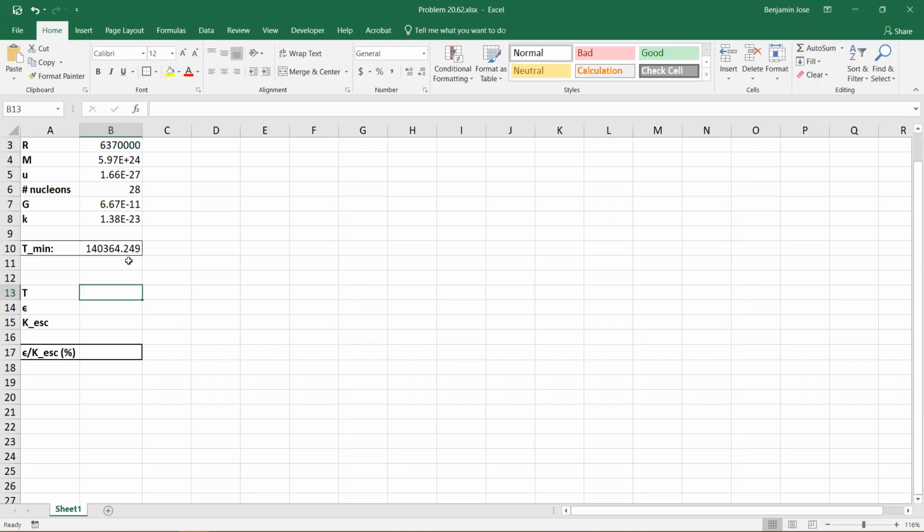Let's implement that idea in Excel. We have to choose a representative temperature. Of course, there's a wide range of temperatures that exist on Earth's surface, but let's go with 20 degrees Celsius, which is room temperature, comfortable for people. So 20 degrees Celsius, and to convert that into kelvins, we'd have to add 273. And the average kinetic energy per particle, translational kinetic energy, is 3/2 kT, where k is Boltzmann's constant.